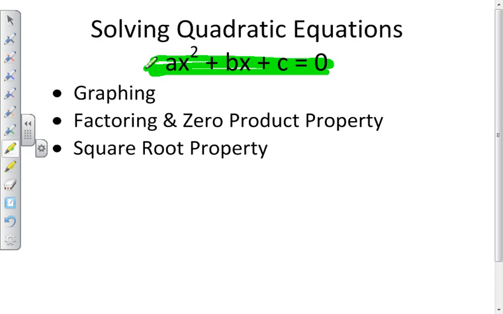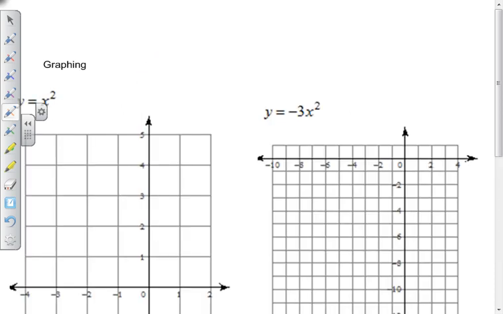This is the format for a quadratic, and when we talk quadratics, we're talking about things to a power of 2. These terms here, this A, B, and C, are the key values we're always going to be looking at. So we're going to talk about graphing, which is review. We're going to talk about factoring and the zero product property, and we're going to talk about the square root property in this section. So first of all, graphing.